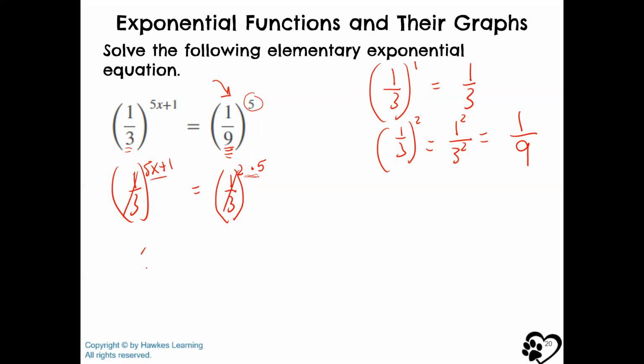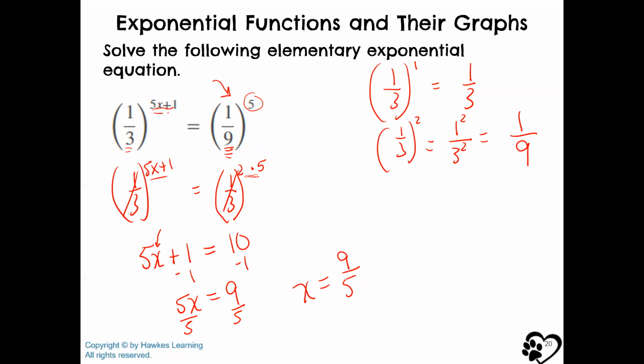So I'm going to bring down 5x plus 1 is equal to 2 times 5, which is 10. And now I'm going to solve for x by moving plus 1. So I'm going to subtract 1 from both sides. So I'd have 5x equals 9. The opposite of times 5 is divided by 5. And so x is equal to 9/5.